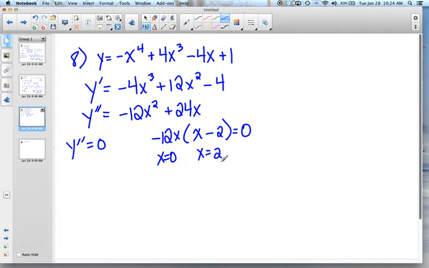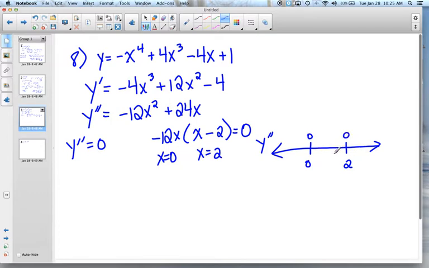I also would need to look at where the second derivative is undefined, but again, we have a polynomial function, so it's never undefined. So I'm going to make a sign chart with my second derivative values here. So I have a 0 and a 2. And we know the second derivative is equal to 0 for those values.